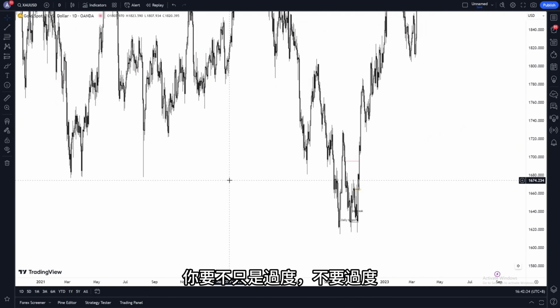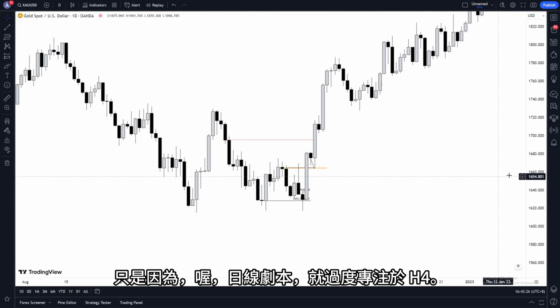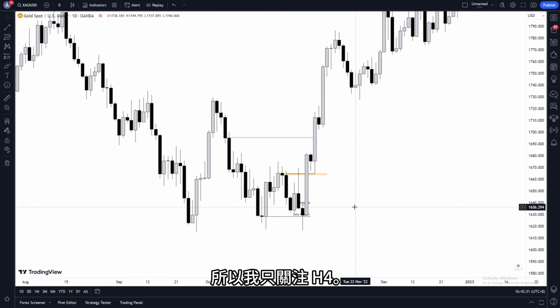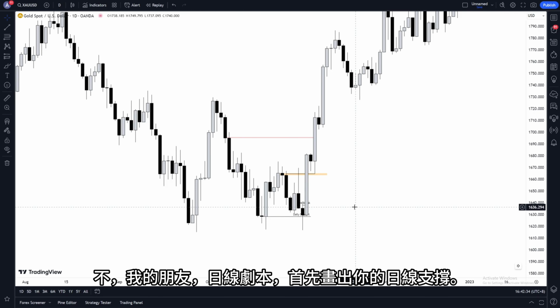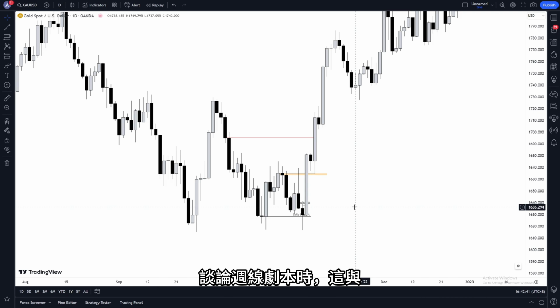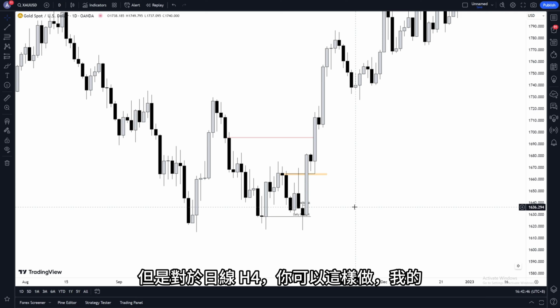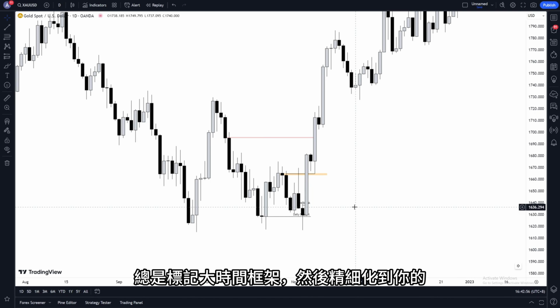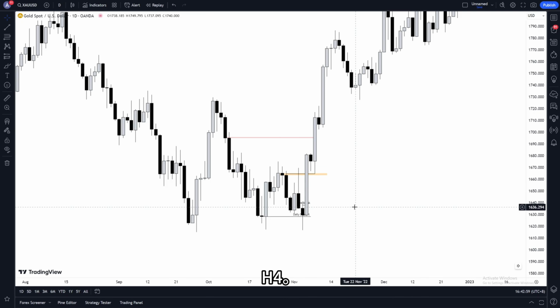Don't be hyper fixated on the H4 just because, oh, daily storyline, so only H4 I pay attention to. No, my friend. Daily storyline, first draw your daily support. This is why it's a bit confusing, because when we talk about a weekly storyline, it's nothing to do with the H4. We're just going straight to the daily and then H4, H1. But with the daily, you can just use a H4, sure. But the first thing you want to do is mark your bigger time frames first. Always mark the bigger time frames and then refine to your H4.